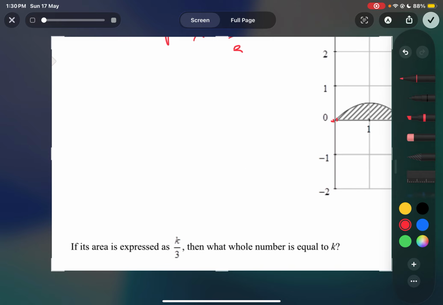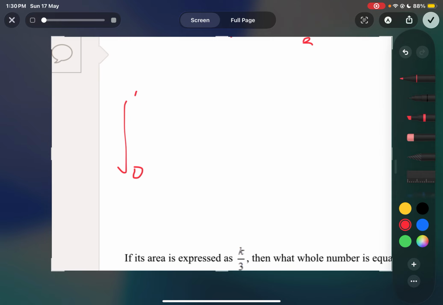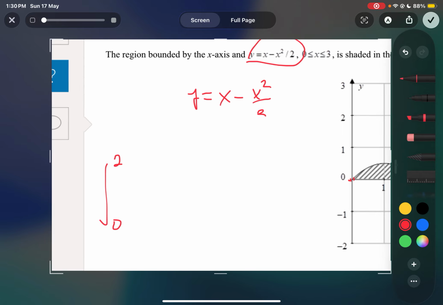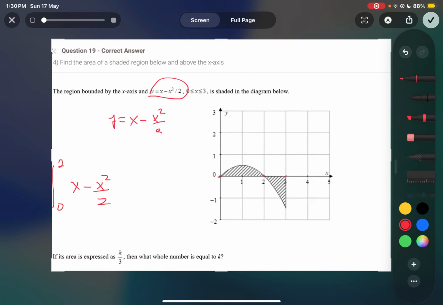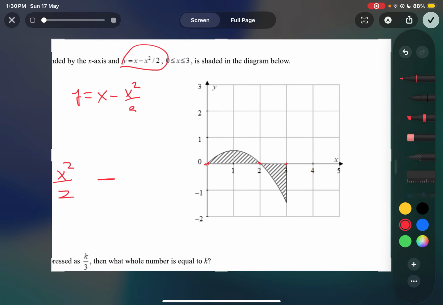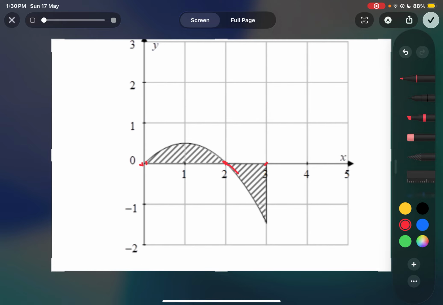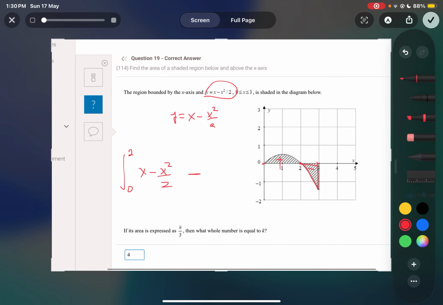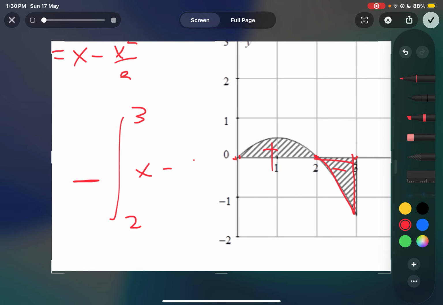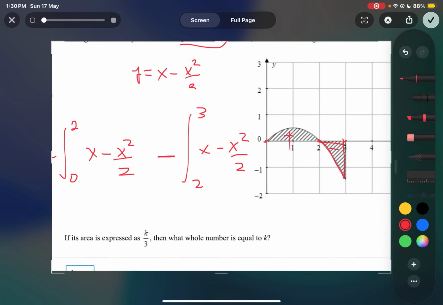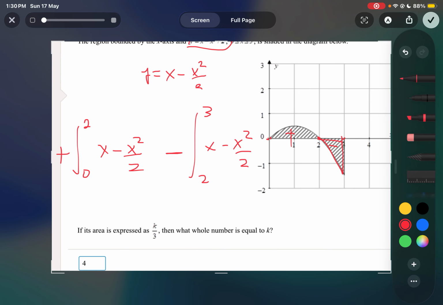So you do the integral from 0 to 2, okay, of this equation, x minus x squared over 2, minus, okay, minus y, minus not plus, because now it's going down. It's in the negative sense. The first one is positive, so it's of course plus integral. Now minus from 2 to 3 of the same equation, x minus x squared over 2. And now you put this on the calculator.